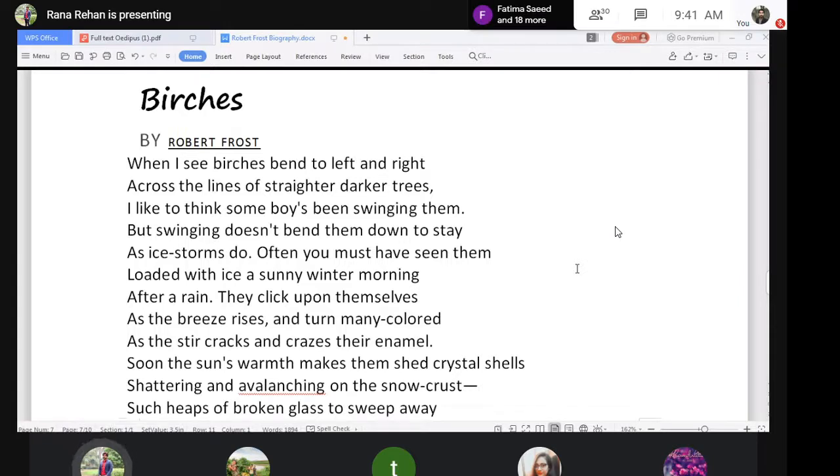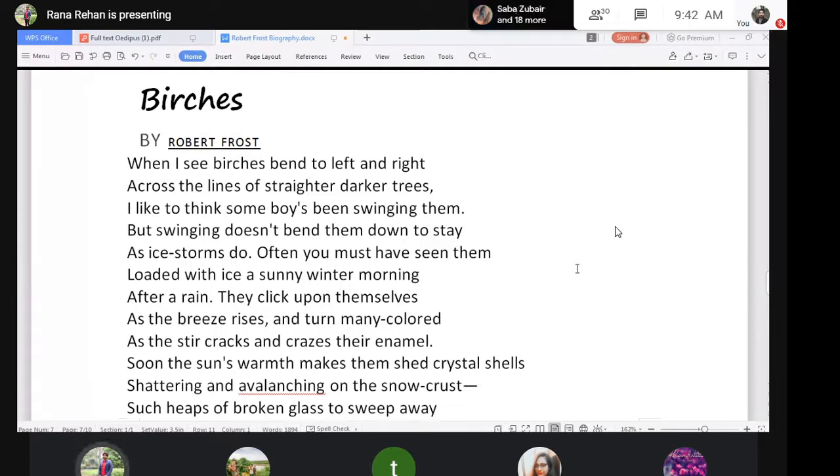As he says, but swinging. First of all he was saying that some boy has been swinging them, and now he is saying that swinging does not bend them down to stay. Now he has just taken his words back. So this is a kind of juxtaposition. And swinging does not bend them down to stay as ice storms do. So now he brings in a third force, and that force is nature. He says that no, the boy was not swinging them and bending them. Rather, the birch trees are bent by the ice storms because they have the power.